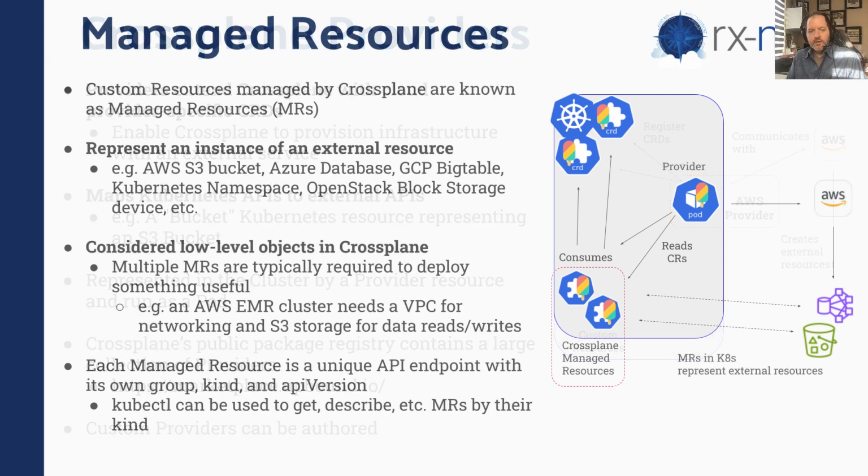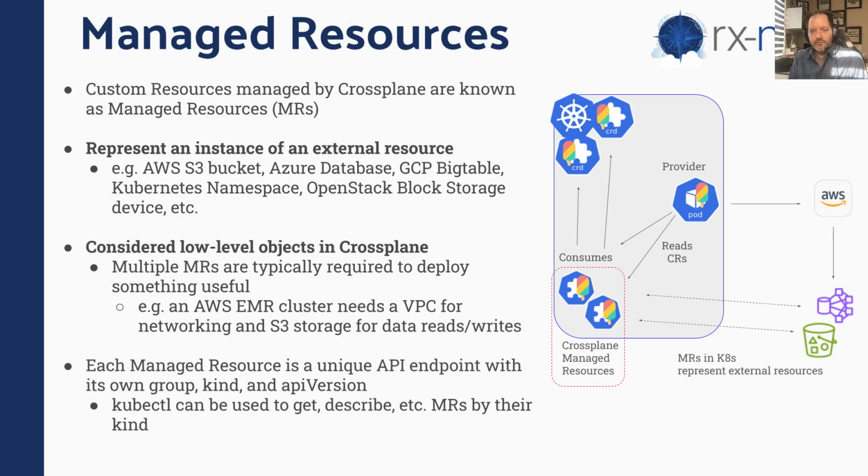Now, these custom resources have a special name within Crossplane, and that is managed resources. Makes sense, right? Because Crossplane is managing them, and so they're aptly named. When we see a managed resource within Crossplane, that managed resource represents some instance of an external resource, whether it's an S3 bucket, Azure database, GCP Bigtable, Kubernetes namespace, OpenStack block storage, those sorts of things. It's not just cloud infrastructure that we're talking about here, but also Kubernetes things, right? Sort of a way of meta managing Kubernetes objects.